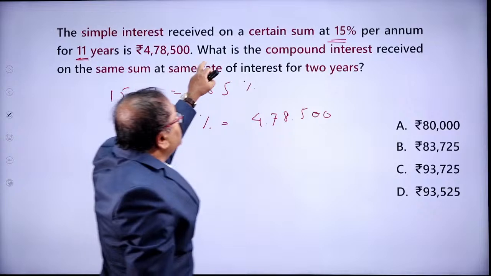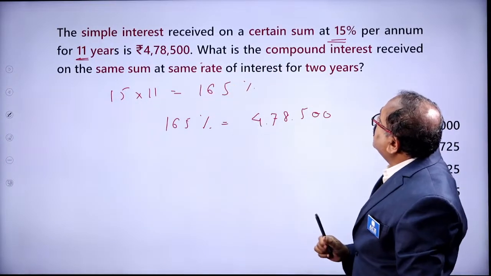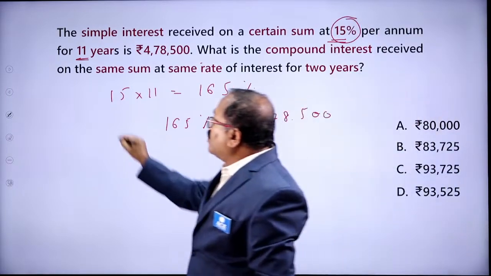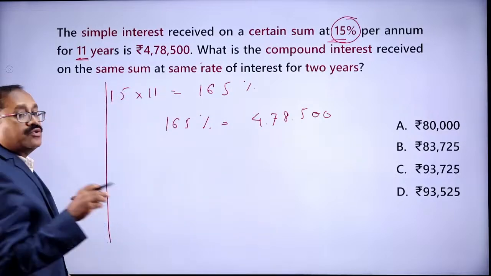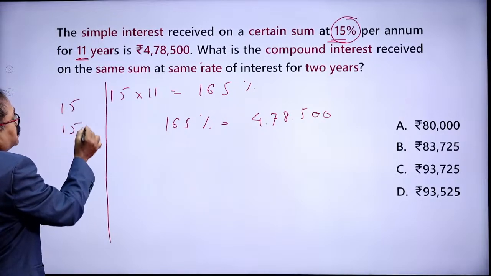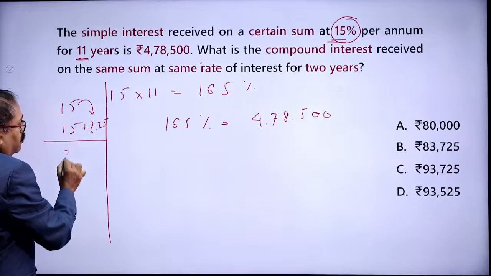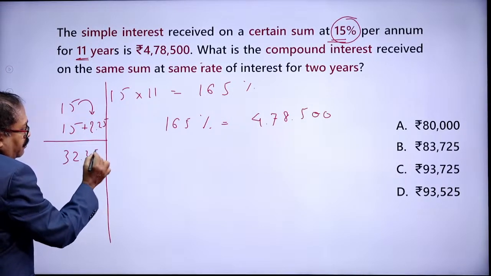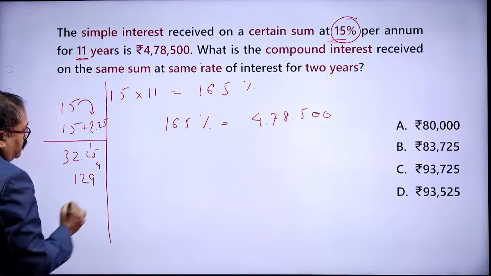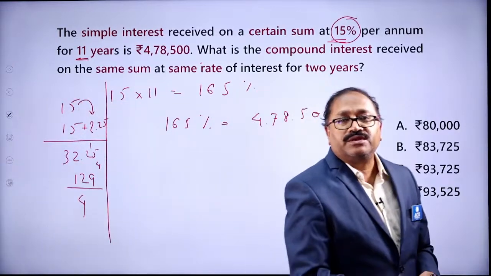Then you are asked, what is the compound interest received on the same sum at the same rate in 2 years? The rate of interest is 15%. So what will be the rate of interest for 2 years if the 1 year rate is 15? So this is 15 plus 15 plus 15% of 15, which is 2.25. So this is 32.25. 0.25 is nothing but 1 by 4. So it is 129 by 4%.